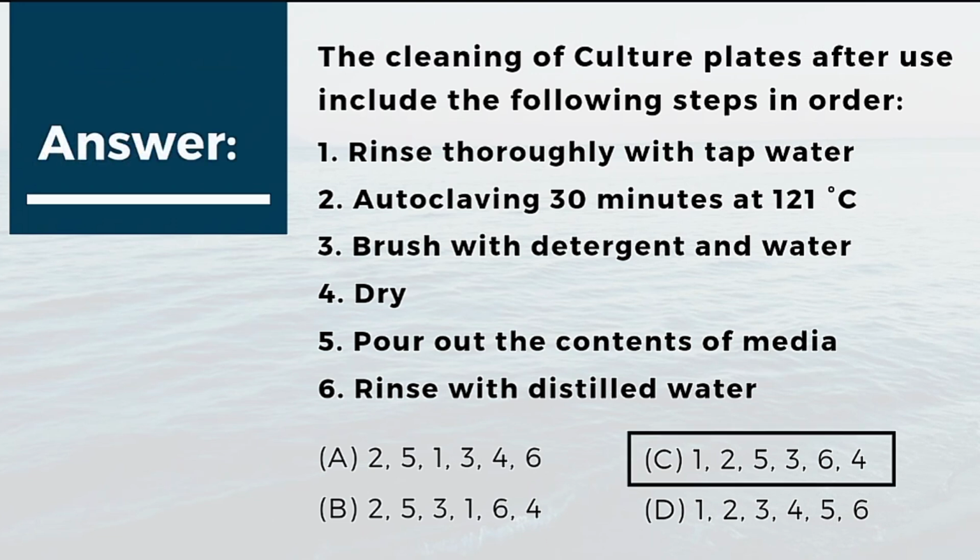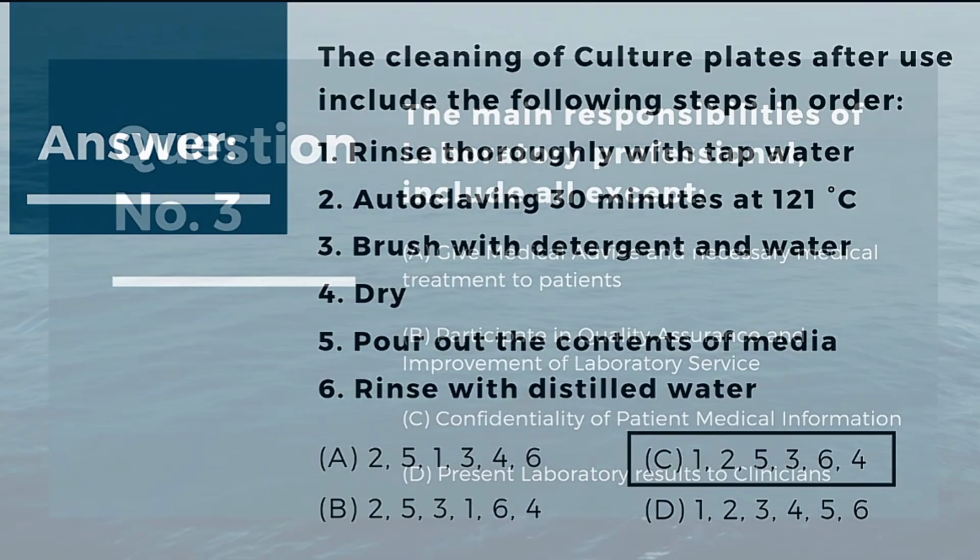And the correct answer is option C. That is, rinse thoroughly with the tap water. Autoclaving 30 minutes at 121 degrees Celsius. Pour out the contents of media, brush with the detergent and water, then rinse with the distilled water, dry.